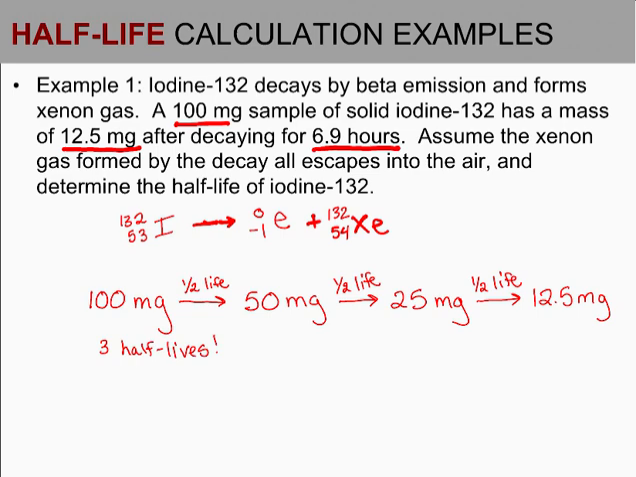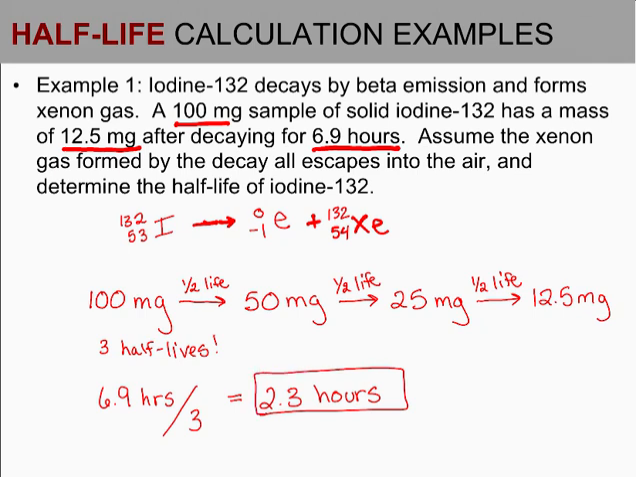So now let's take the time it took for the sample to decay that much, and we're going to divide that by 3. So we're going to take that 6.9 hours and divide it by 3, and then that will give us how much time the half-life is equal to. So let's see, 6.9 divided by 3. All right, so we get 2.3 hours. That is our half-life.